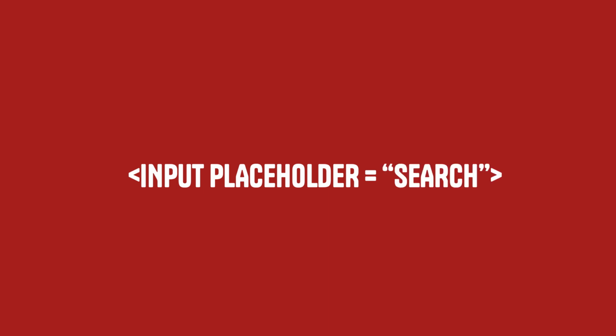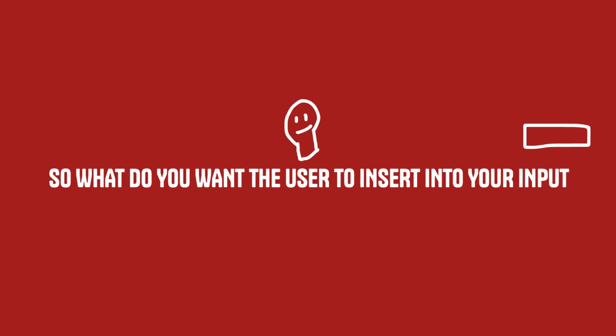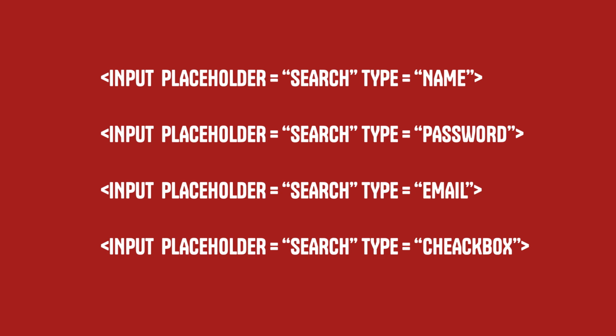Inside the YouTube search bar, there is the word search inside the input. To do that, we set inside the input element the placeholder attribute, then 2 quotation marks. Inside the quotation marks, we will type the word search. So what do you want the user to insert into your input? A name, a password, an email, or a checkbox. We can do that with the type attribute within the opening tag.